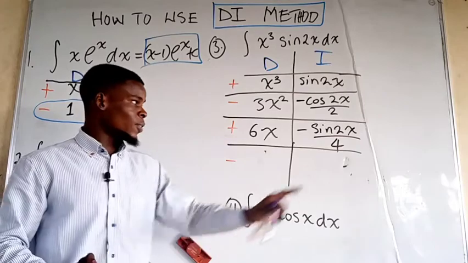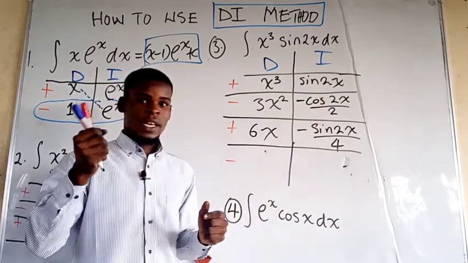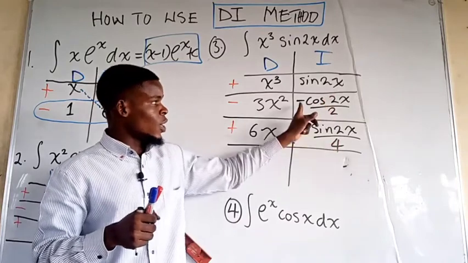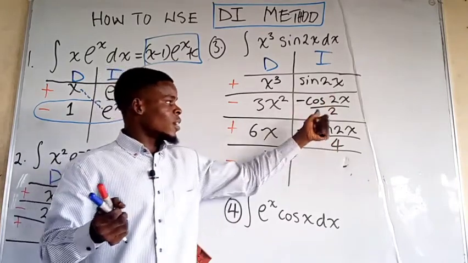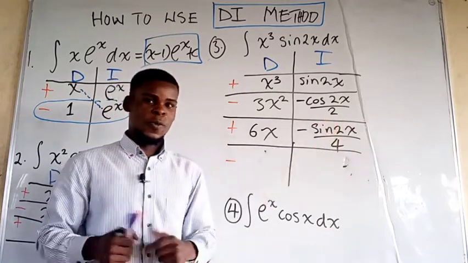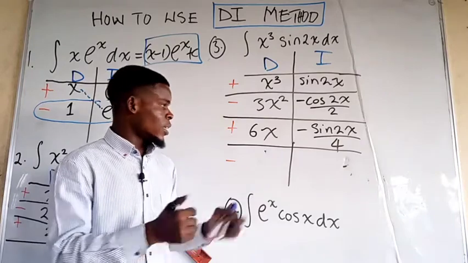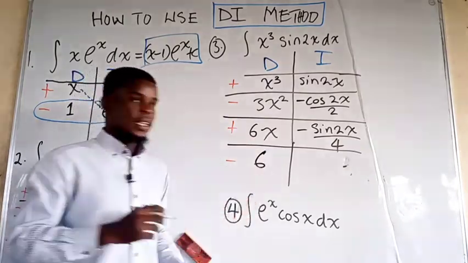Again, check that out. The integral of cosine 2x is sine 2x over 2. So the integral of negative cosine 2x is going to be negative sine 2x over 2. Since the 2 was here already, we have that over 4. So you just take that out, right? Okay, great. We differentiate this again. We're going to have just 6.